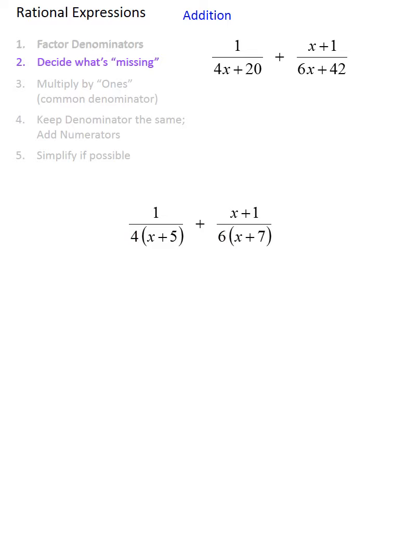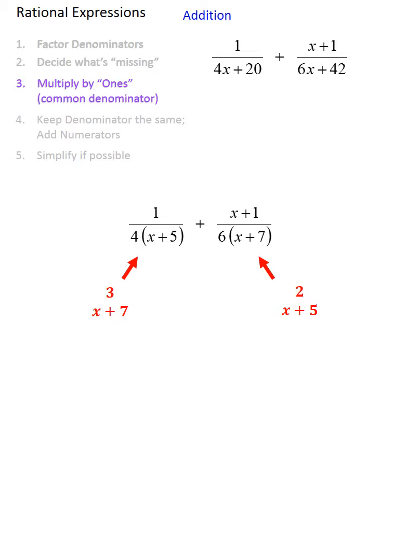So what's missing on this side is a factor of 3. Of course, there's also an x plus 7 missing. But let's focus on that 3. I'm thinking of that as a missing factor because if I multiply that into the bottom, my 4 will become a 12. And what's missing on this side, of course, there's an x plus 5 missing, but there's also a 2 missing. In the sense that if I were to put in a factor of 2, my 6 would become a 12.